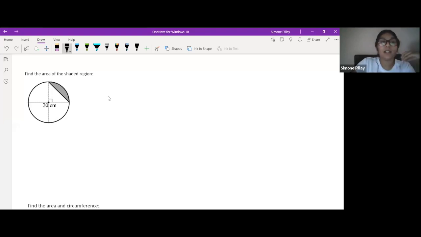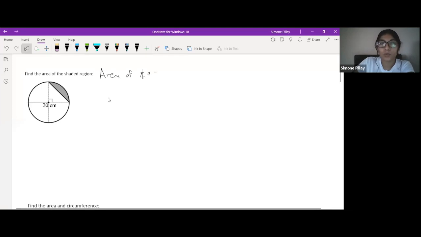So, it says find the area of the shaded region. Now, this shaded region, clearly I can see it's not a full circle, it's not a semicircle, it's not any of the shapes that I know. But I can do something with this big circle, and I see a right angled triangle in there. I can work with that, and I can figure out how to get my final answer as the area of the shaded region. So what I'm going to do first is calculate the area of a quarter of my circle.